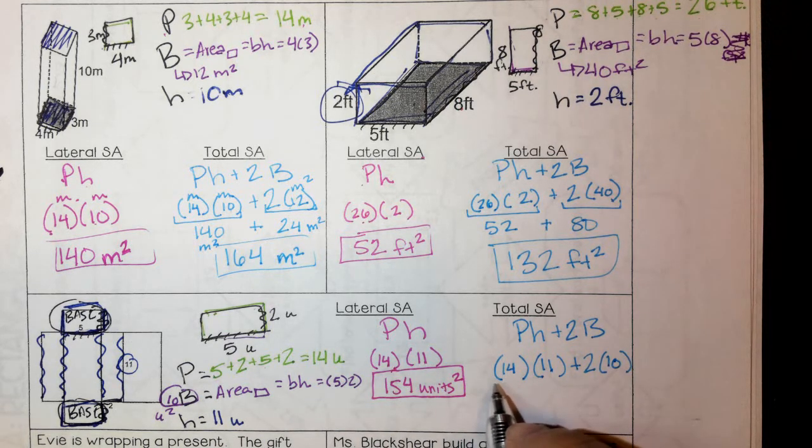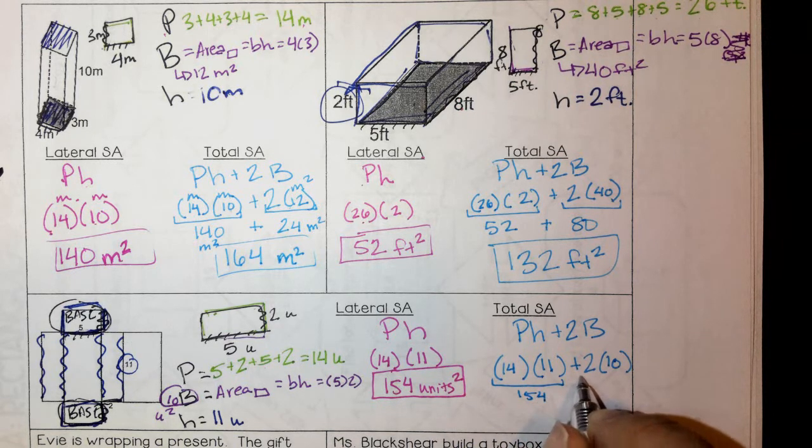14 times 11 is 154. 2 times 10 is 20. When we add those together, we get 174. This is a type of area, so our units are squared.